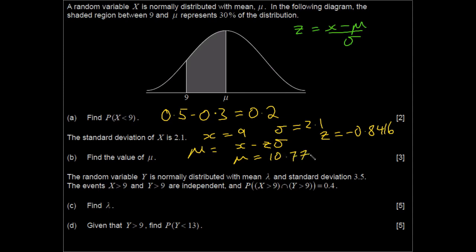Alright, next it says the random variable y is distributed normally with a mean of lambda, standard deviation 3.5. The events x is greater than 9 and y is greater than 9 are independent, and the probability that x is greater than 9 intersected with y is greater than 9 is 0.4. And then it says to find lambda.